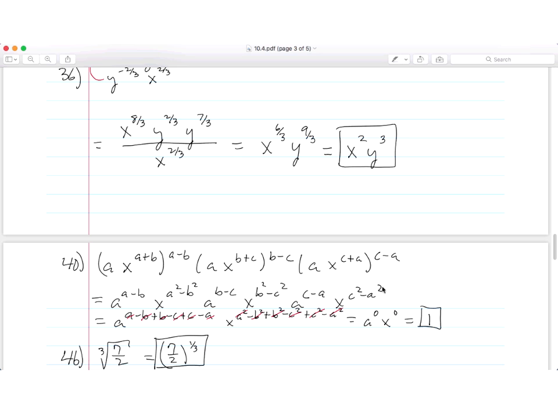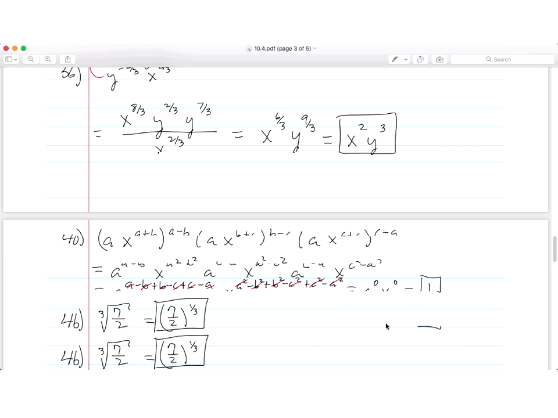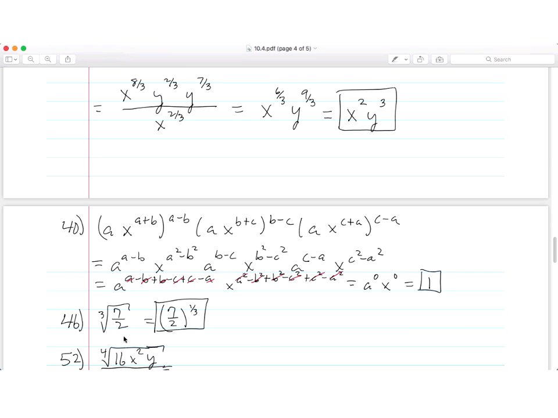In exercises 45 through 69, simplify the radical expression and write the answer in exponential form. Assume that all variables represent positive numbers. Okay, so let's do this. The cube root of 7 over 2. Well, that's just 7 over 2 to the power 1/3.